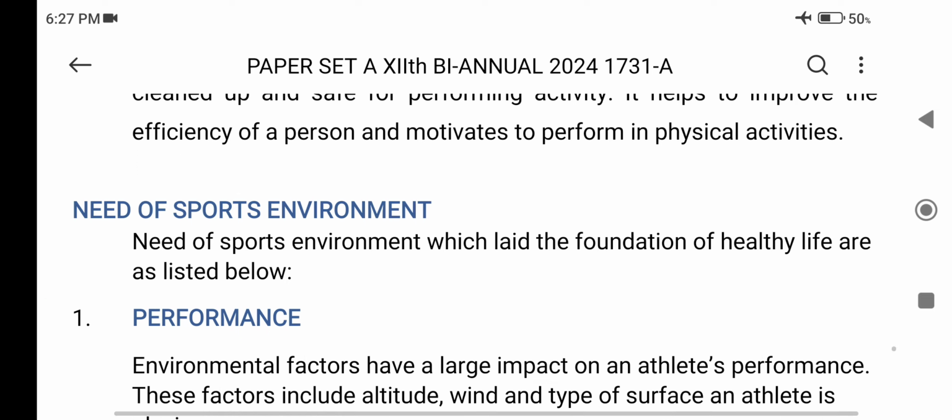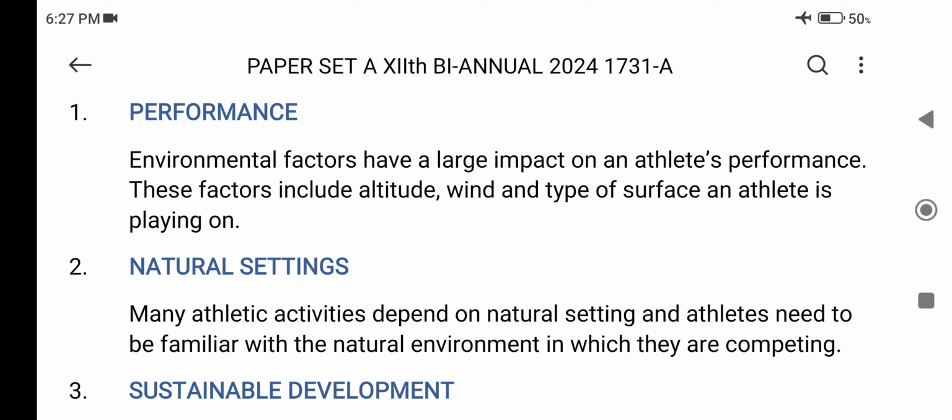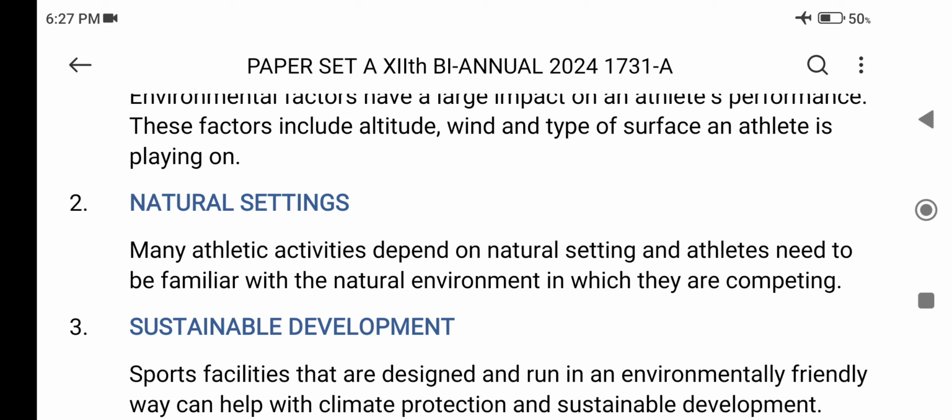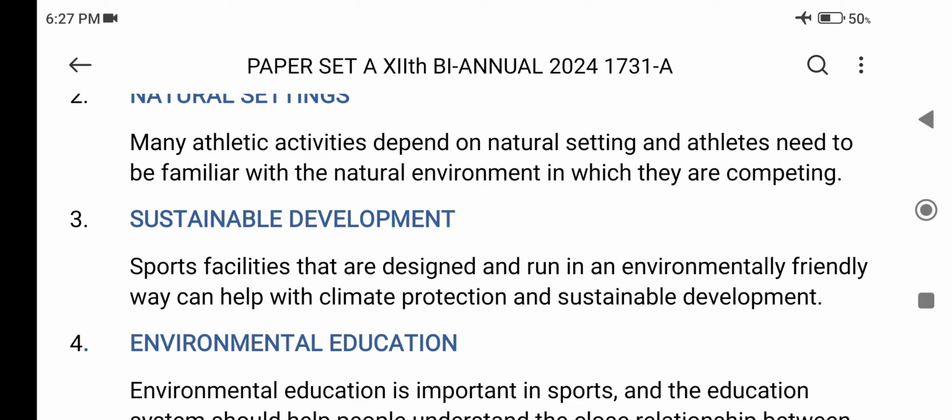Need of sports environment. The need of sports environment, which lays the foundation of a healthy life, is as listed below. Number 1, performance. Environmental factors have a large impact on an athlete's performance. These factors include altitude, wind, and type of surface an athlete is playing on. Number 2, natural settings. Many athletic activities depend on natural settings, and athletes need to be familiar with the natural environment in which they are competing.